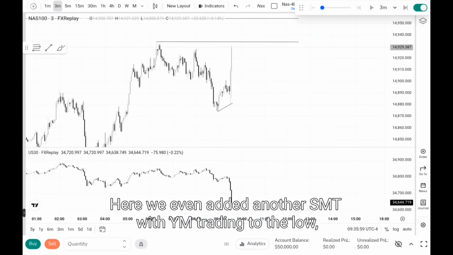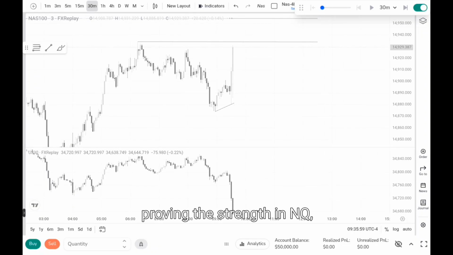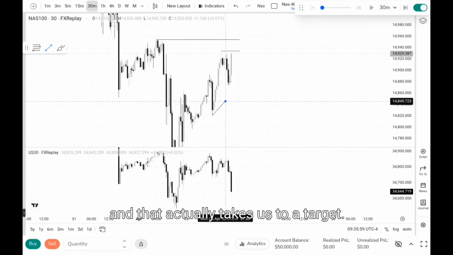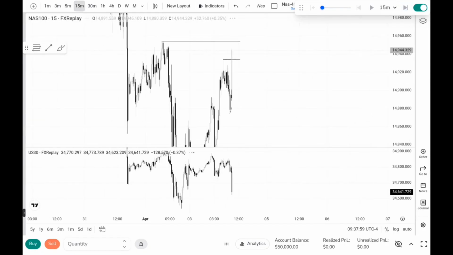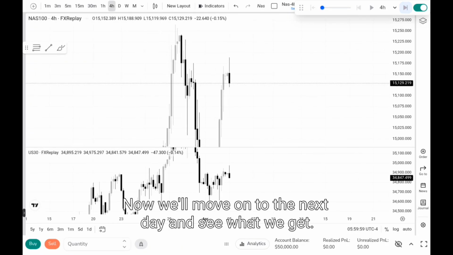Here we even added another SMT with YM trading to the low while NQ did not, proving the strength in NQ, and that actually takes us to a target.